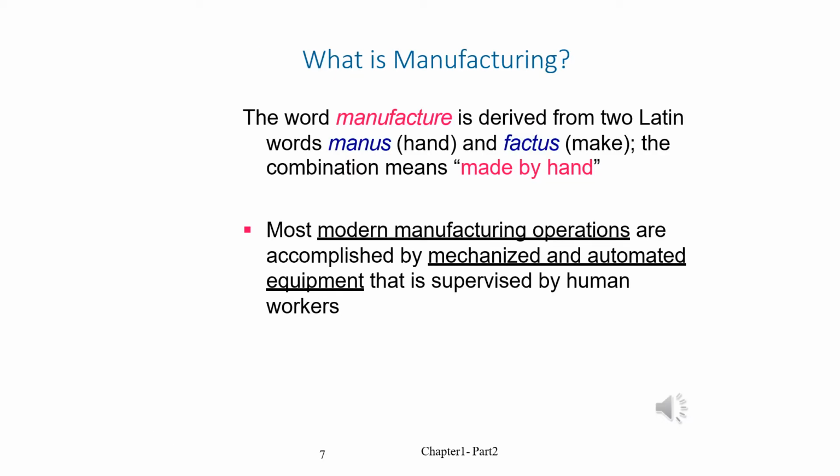So what is manufacturing? Well, it's from old Latin words, manus, hand, and factus, make: made by hand. In modern manufacturing, if you see a lot of manus there, there's something going wrong. It's all mechanized and automated pretty much, and that's the goal of it. In fact, the highest paid jobs in a factory are the maintenance guys. They keep the machines that make the products going.